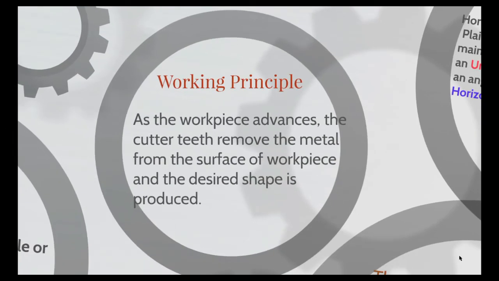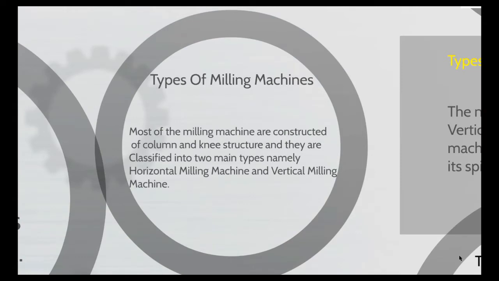Types of milling machines. Most of the milling machines are constructed of column and knee structure, and they are classified into main types, namely horizontal milling machine and vertical milling machine. There are few more classifications of milling machines: knee type milling machine, ram type milling machine, bed type milling machine, planer type milling machine, special purposes milling machine.